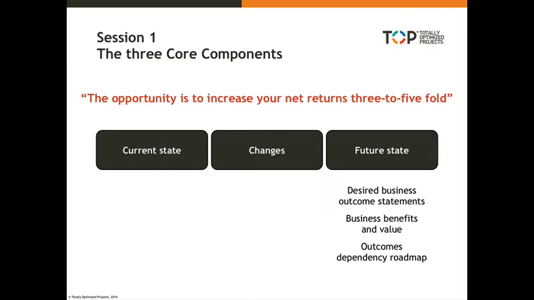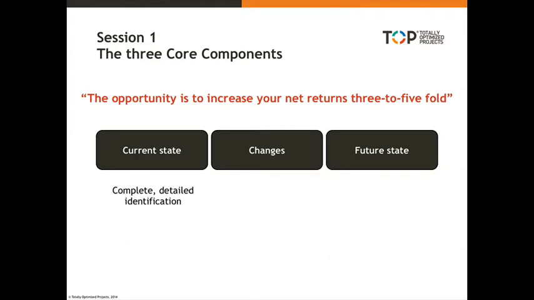So in this session, we're going to focus on the current state. This is sometimes referred to as the as-is. And it is usually skimped, rushed, or not done to the level of detail required. What you need is a complete, detailed identification of the current state. Pseudo-process charts of functional sub-processes are produced which are such high level and often deficient because they don't capture all the variations, exceptions, problems, and other issues that actually drive work and waste today.